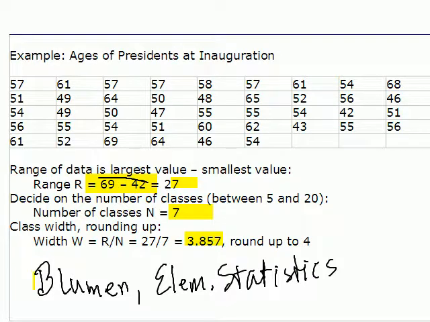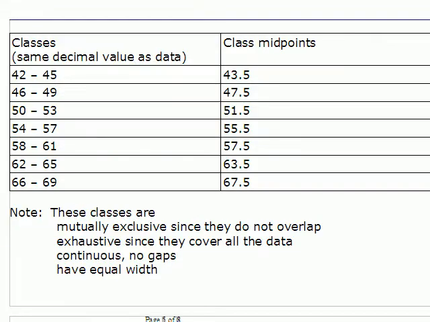You want nice round numbers. You're trying to showcase the data and show the trends and not have to grapple with something out to 3 decimal places. So you round it up to 4. Okay, so here are your classes. There's 7 of them, I think. Yes. And you rounded it up to 4.